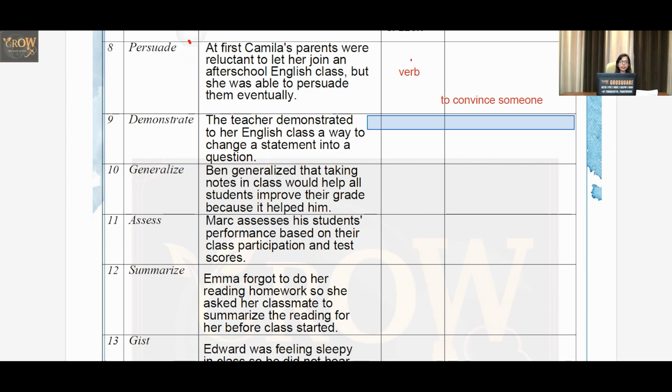So what we are saying is that at first Camilla's parents were reluctant. Reluctant मतलब खिलाफ थे या मना कर रहे थे to let her join an after school English class. But उसके बाद क्या हुआ, she was able to persuade them eventually. Persuade, that means to convince them, and eventually means अंत में. That means पहले पहले उसके parents क्या कर रहे थे, they were reluctant कि तुम ये क्लास ना ज्वाइन करो, इंग्लिश की क्लास आफ्टर स्कूल. बट उसके बाद Camilla basically persuaded them, उसने उनको मना लिया. ठीक है, I hope this is clear.